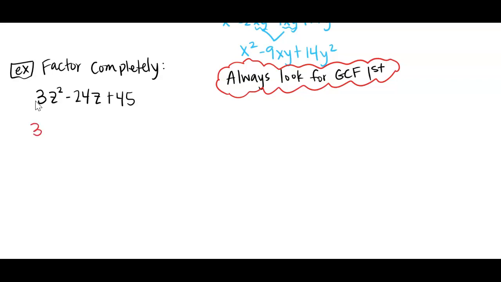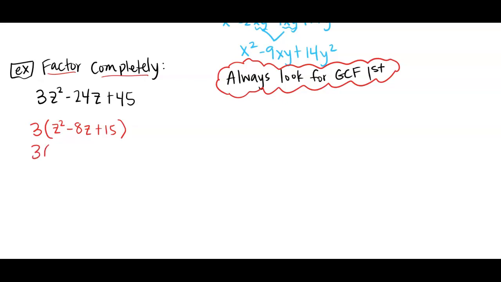So 3 is the greatest common factor. And then the leftovers would be z squared. If I divide this by 3, I get negative 8z, and then 3 divided into 45 goes 15 times. But then I'm not quite done yet. So we've done these separately. We did the GCF on one, and we did the factoring trinomials on the other. But there are going to be some problems where they're meshed together. So when it says factor completely, make sure you look to see, is there more I can do?